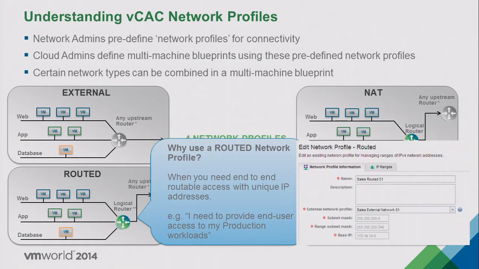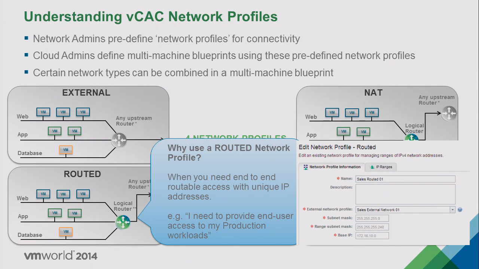Then we have the routed network profile. This is where you would need a dynamically created network with unique IP addresses that are accessible end-to-end in your environment. So you can see, actually, this is probably worth explaining. You choose an external network profile that you connect to, and this becomes the uplink of your routed network. You provide a subnet mask. In this case, we're providing a /24 subnet. Then you also provide a range subnet mask. Here it's a /29 and a base IP address. And so then, in this case, we're delegating IP address management, or allocation of this subnet, to VCAC.